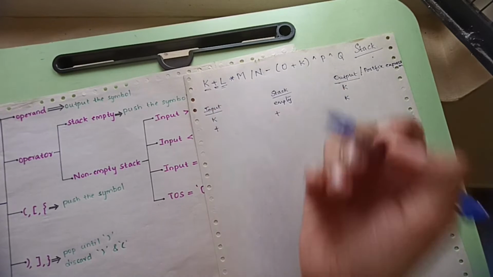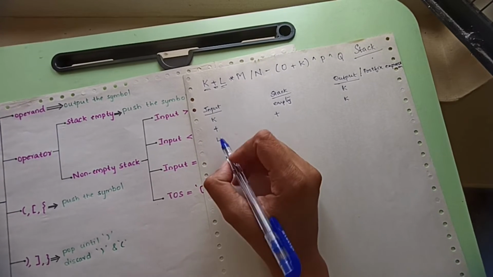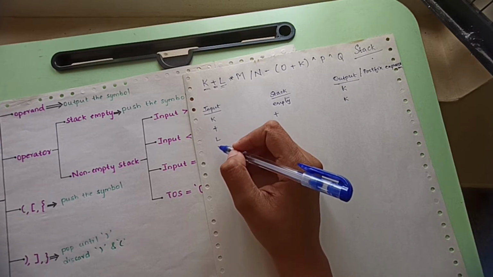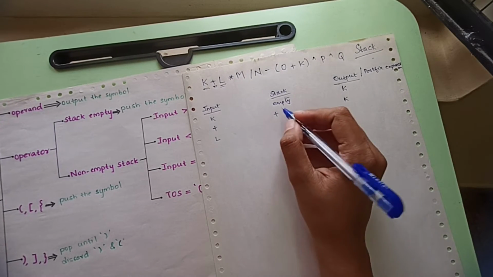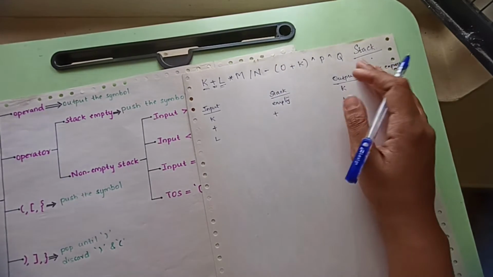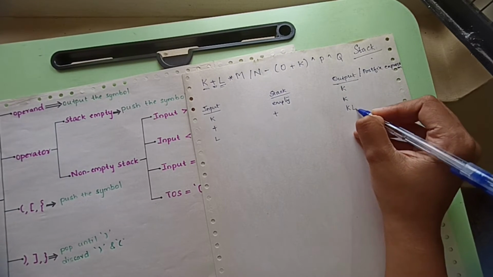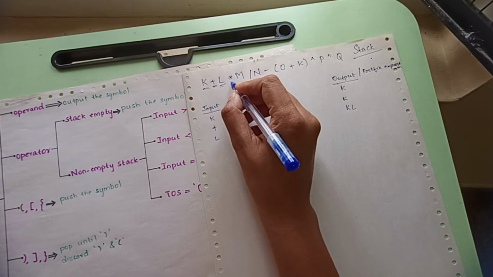Next is L. So we are going to write L here. Next input is L. We have already seen what we have to do with an operand. We have to just output it. So we are not going to perform any operation on the stack side. We are just outputting the operand. So the output will be KL and the stack remains the same, plus.